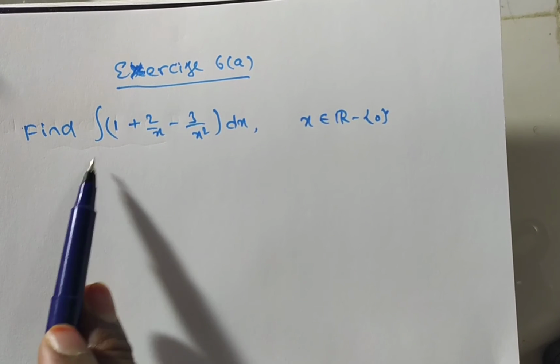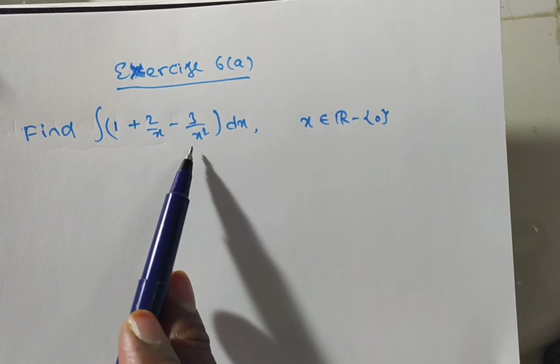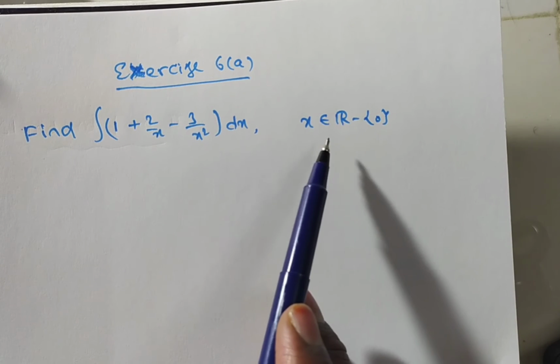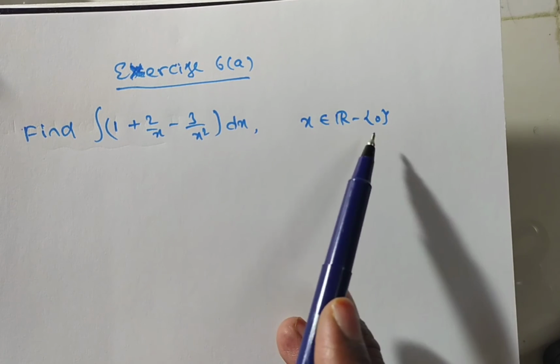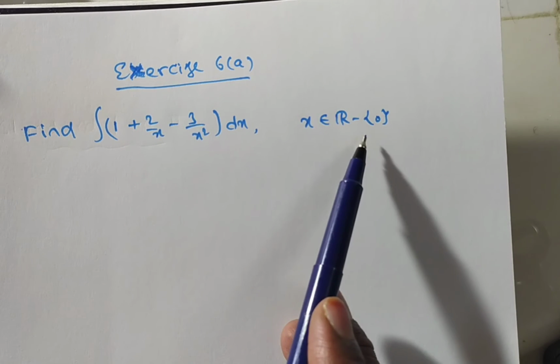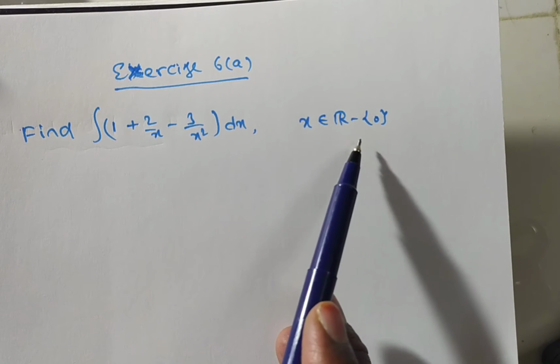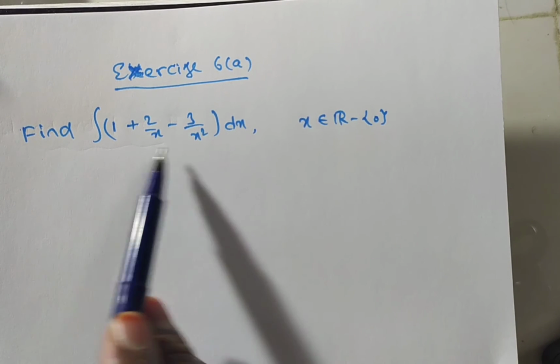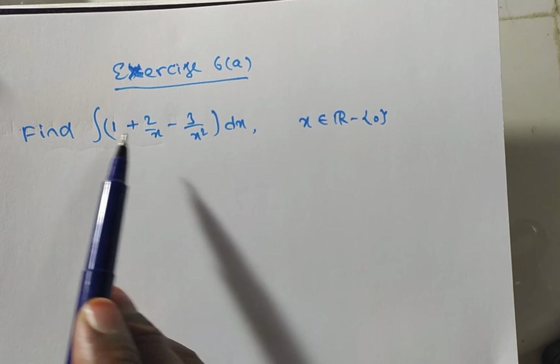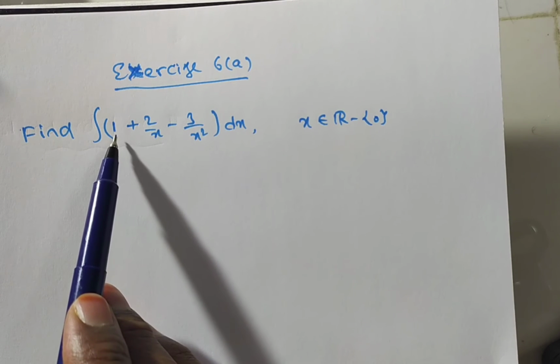Find the integral of 1 plus 2 by x minus 3 by x square dx, where x belongs to R minus singleton 0. The meaning of R minus singleton 0 is that the x value is not equal to 0. If x is equal to 0, what will happen? You see, the integrand will not be defined, because at 1, if x is 0, 1 is okay.